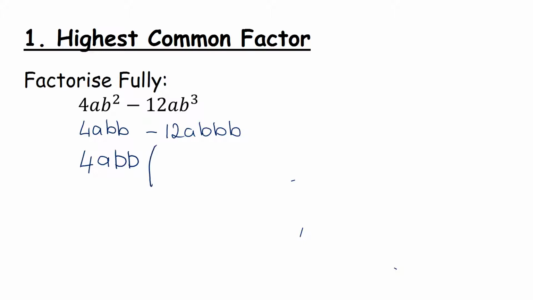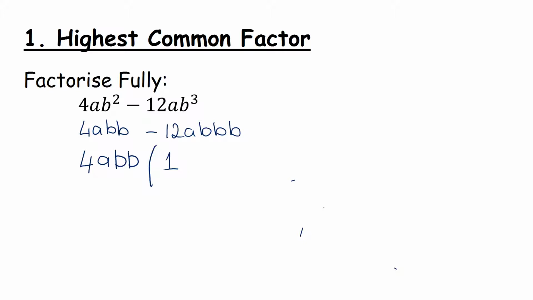So if we've taken out the 4, the a, and the 2 b's, what we're left with is 1. Remember that this has to multiply back to what we started with. So what we're effectively doing is we're doing a division. So when we divide 4abb into 4abb, we're left with 1. Be really careful with that.